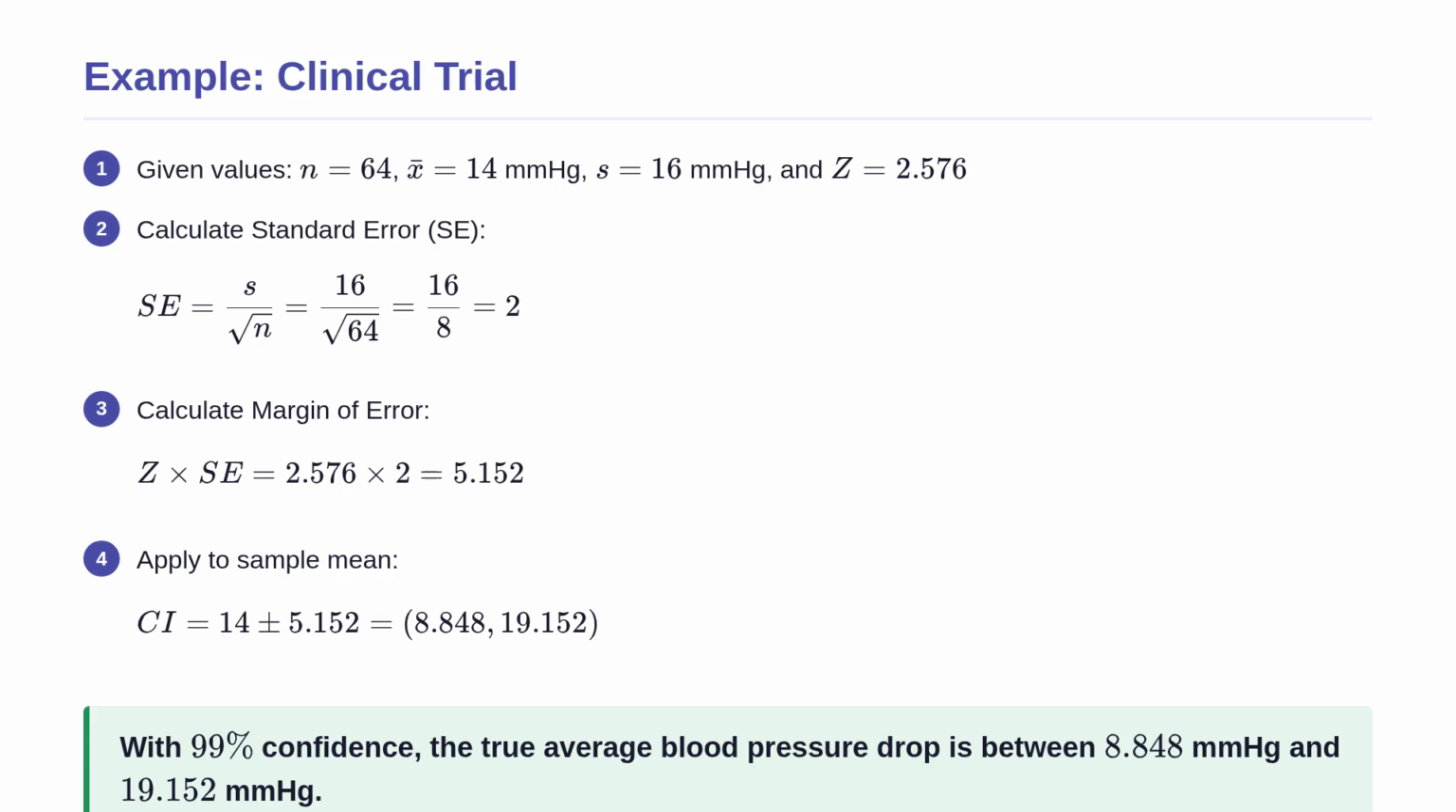Subtracting and adding this to our mean of 14 gives our final interval. Because this entire interval is well above 0, the company has strong statistical evidence that the drug genuinely lowers blood pressure.